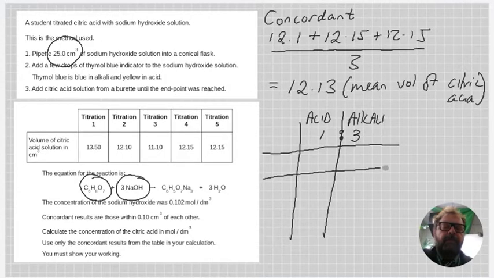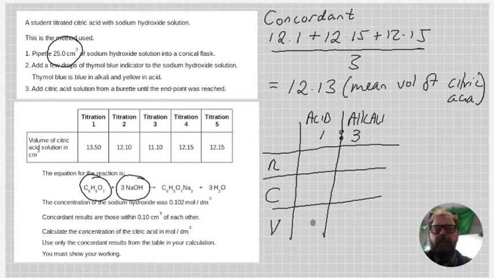I'm then going to divide up my table so I can fill in the information that I know about anything to do with number of moles. I don't know anything yet about the concentration of any of the substances and the volumes. So straight away we can say that there was a volume of the sodium hydroxide, which is 25 cubic centimetres, and we've just calculated the mean volume of the citric acid as 12.13 cubic centimetres.